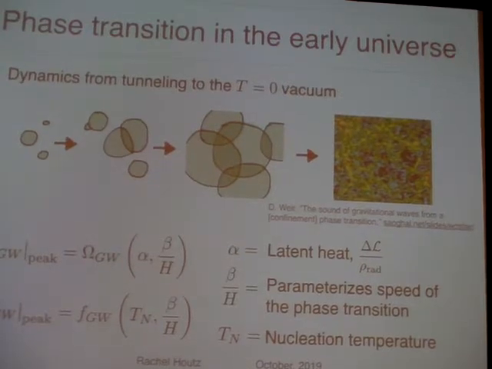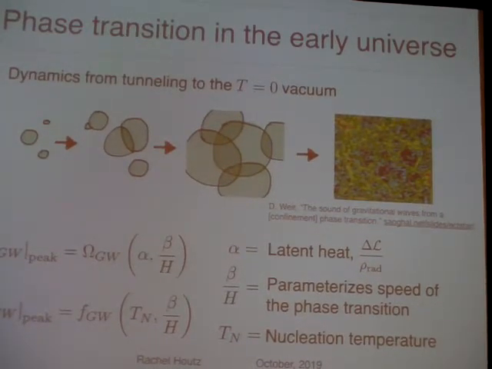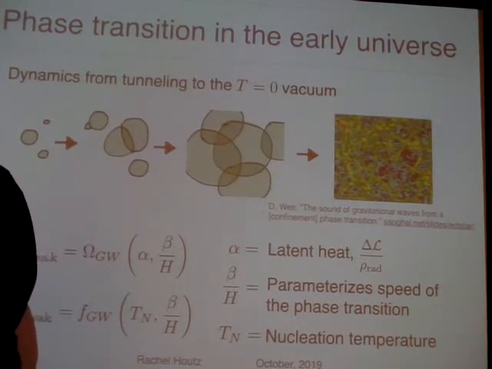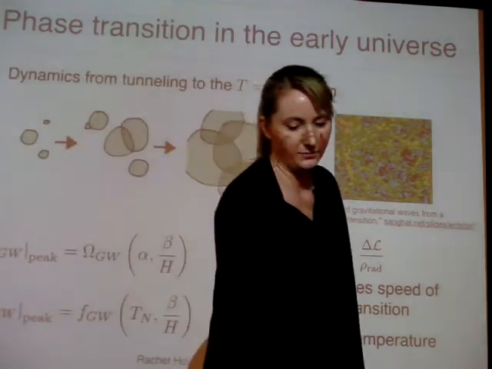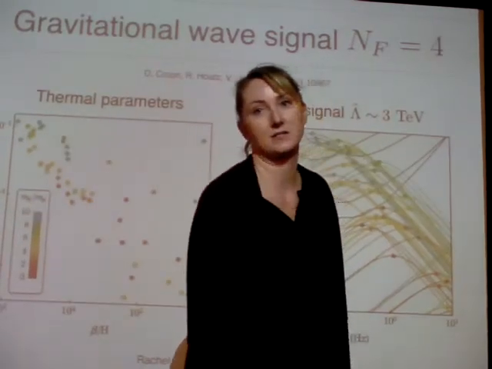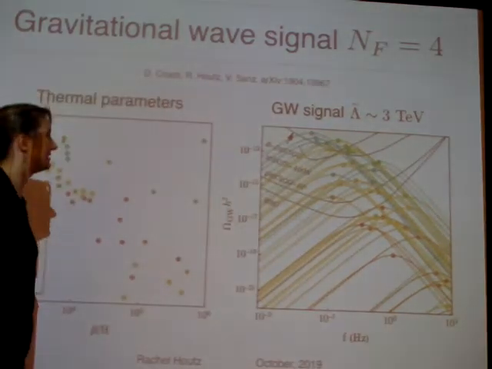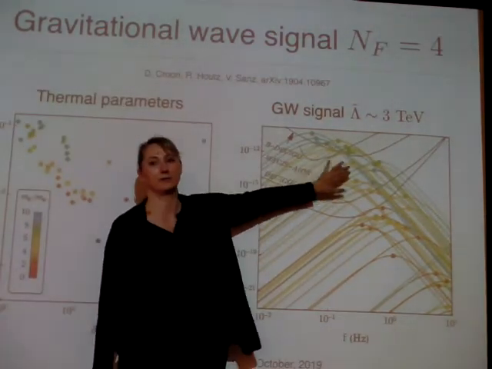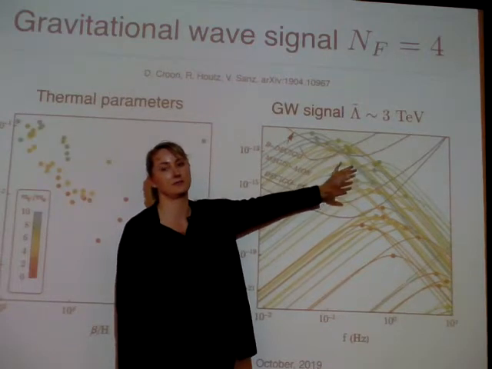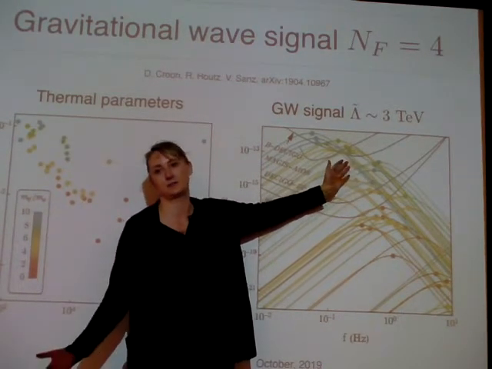Okay, so this is just a very basic question. How is the frequency proportional to the confinement scale? So we didn't vary the confinement scale. We chose a confinement scale of 3 TeV and did our study. But it's not surprising that we're in the atomic interferometer mid-range detectors because these detectors are specifically built to probe TeV scale phase transitions.